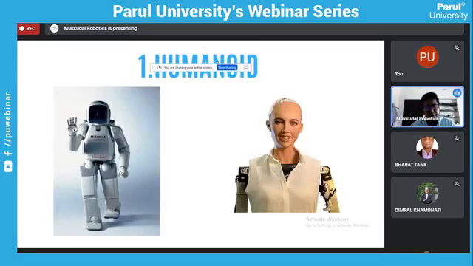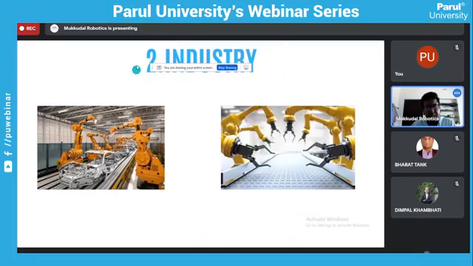These four robot types make up the overall field of robots. Out of these four categories, industry robots have had huge advancement, and inside industry robots there are also different types. It is a huge topic when we get into the real-time field. Now I would like to share with you the real-time working of the industry robots.